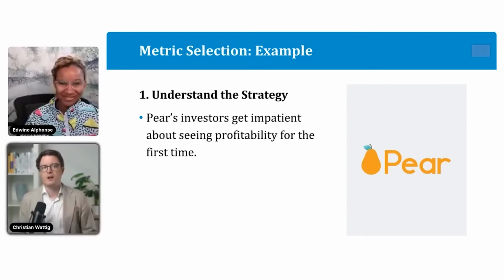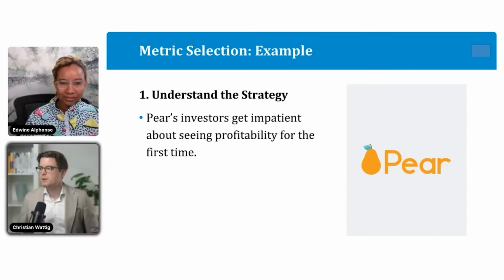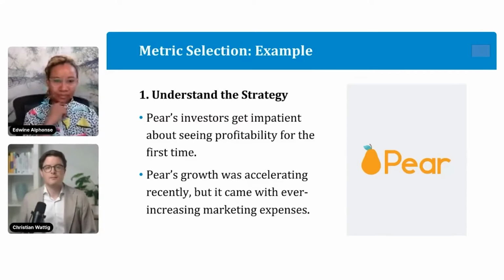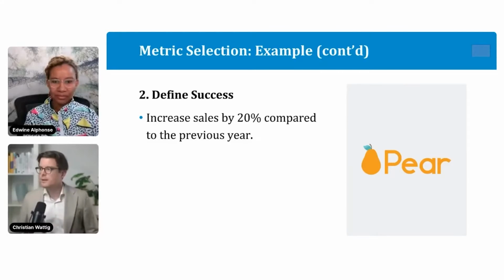You can think of Pair as a software as a service company, so a company that sells subscriptions, B2C, business to consumer. They have investors that get impatient about seeing profitability, but their growth has been accelerating at the expense of increased marketing investments. And so now they must increase sales without further investing more in their customer acquisition costs.